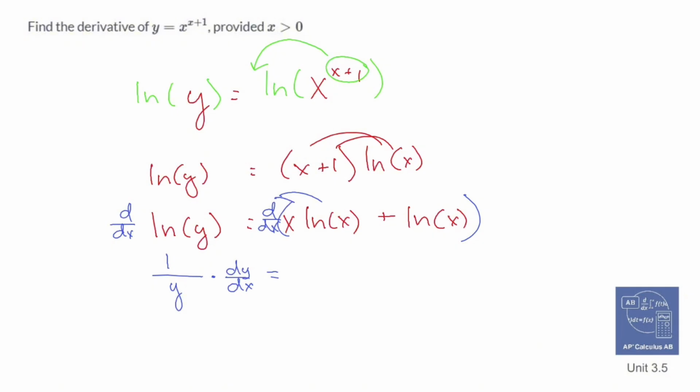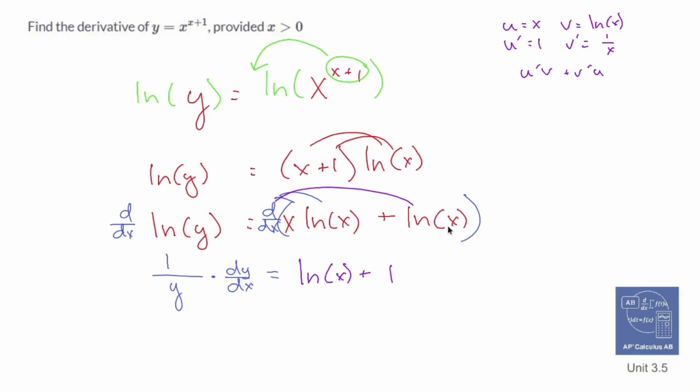So let me go off to the side and say that my u is going to be x, my v is going to be ln of x, which means my u prime is going to be 1, and my v prime is going to be 1 over x, and I want to write out u prime v plus v prime u. So this becomes u prime v, which is going to be 1 times ln of x, so just regular old ln of x, plus v prime u, which is going to be 1 over x times x, which is 1. Okay? I'm also going to differentiate ln of x with respect to x, which is just 1 over x.